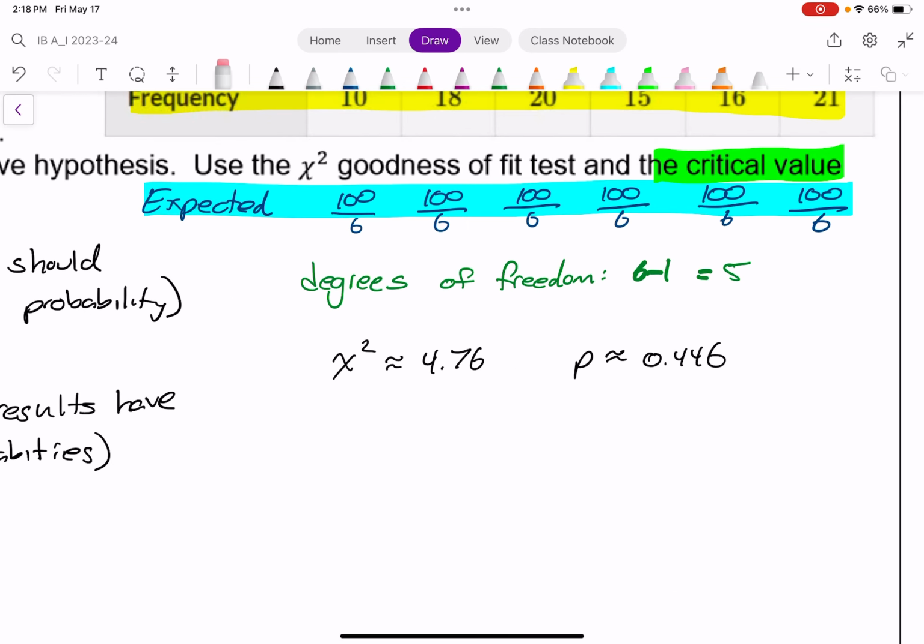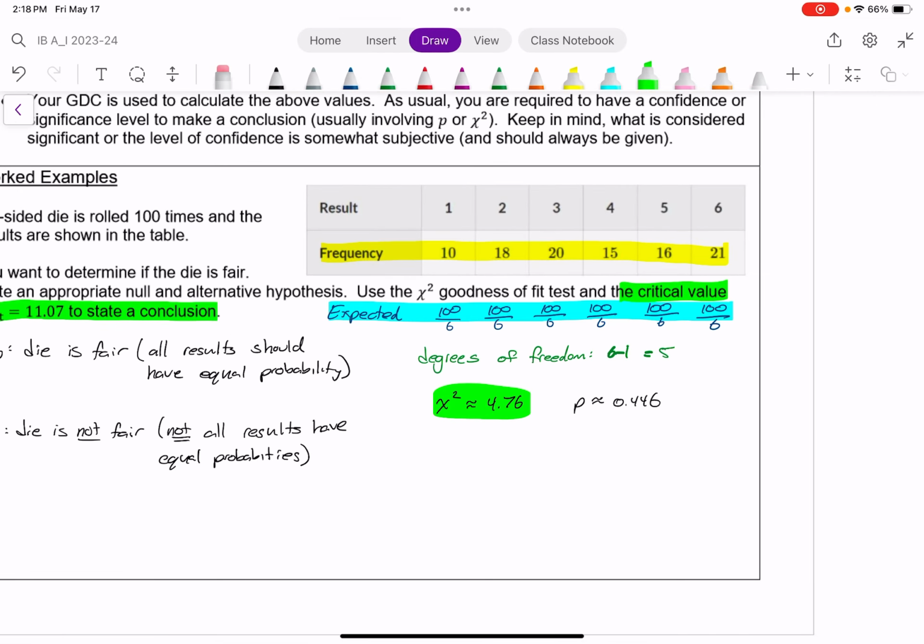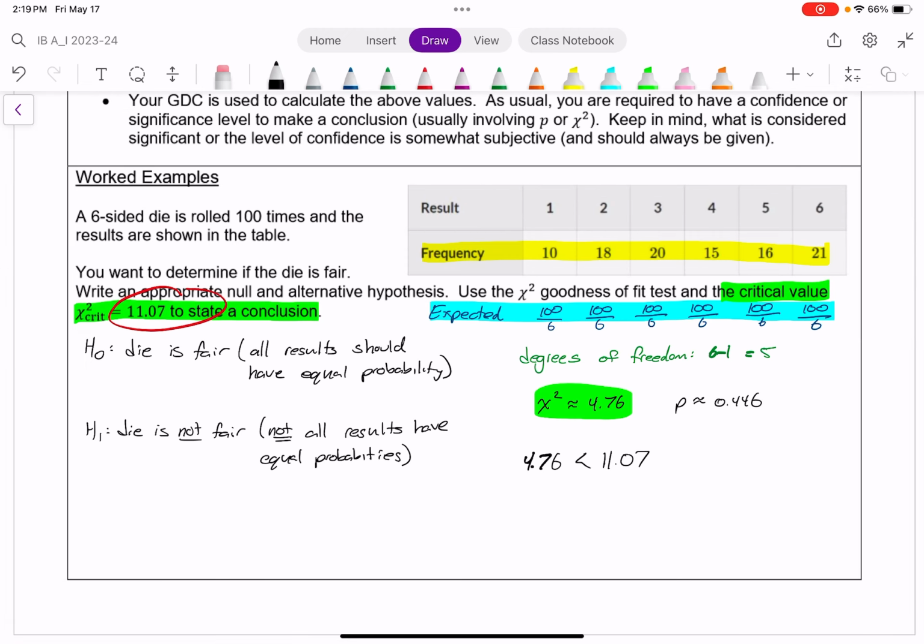Well, we have a chi-squared value of 4.76. And again, remember, this is a measure of how far our results stray from what we'd expect. This strays less than our confidence level. And so our chi-squared, 4.76, is less than 11.07, which means this does not exceed our threshold. This does not meet our threshold, which means I cannot accept the alternative hypothesis. We do not have evidence that this dice is not fair.